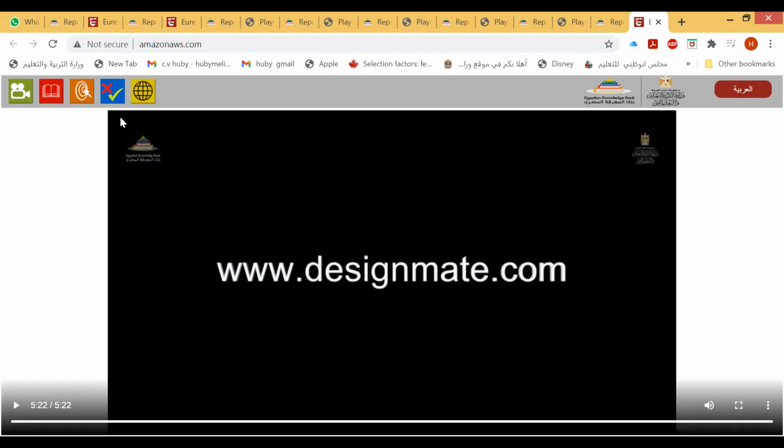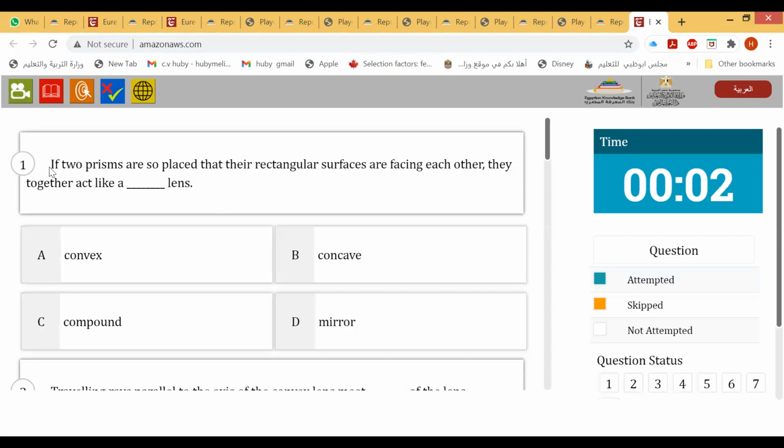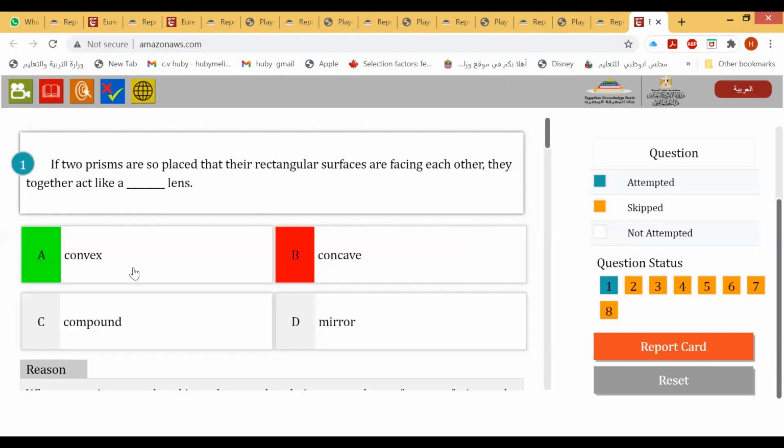Okay, let's answer some questions together. First question: if two prisms are so placed that their rectangular surfaces are facing each other, they together act like what lens? Convex, concave, compound mirror? Convex or concave? If we choose concave, not convex.